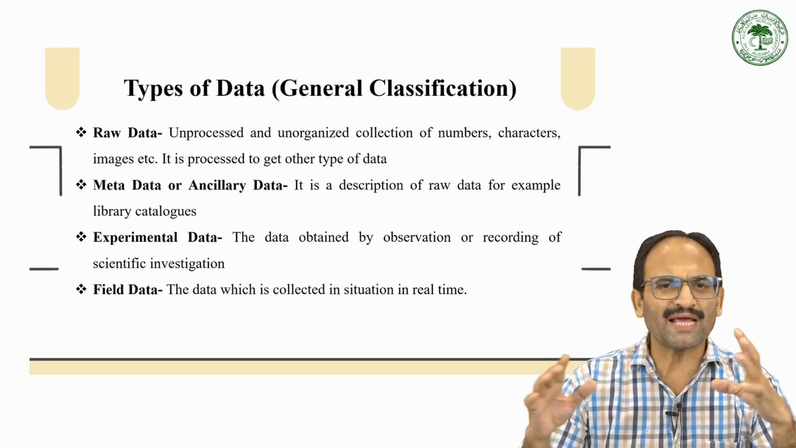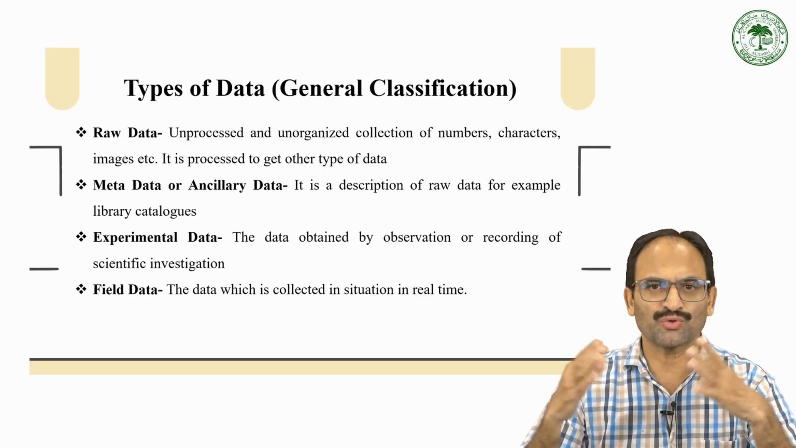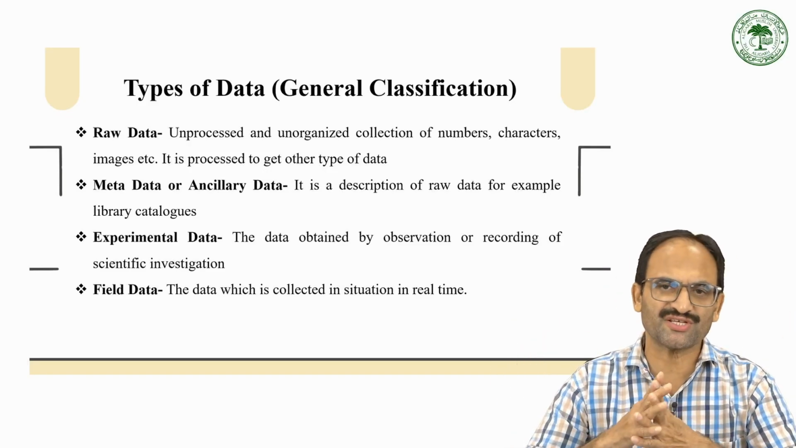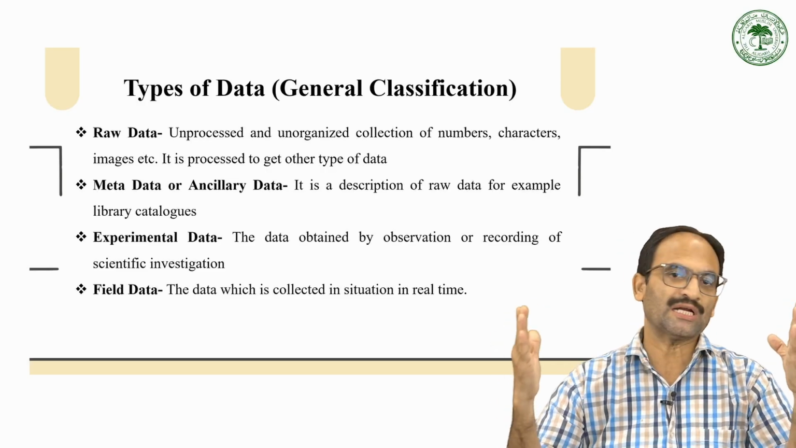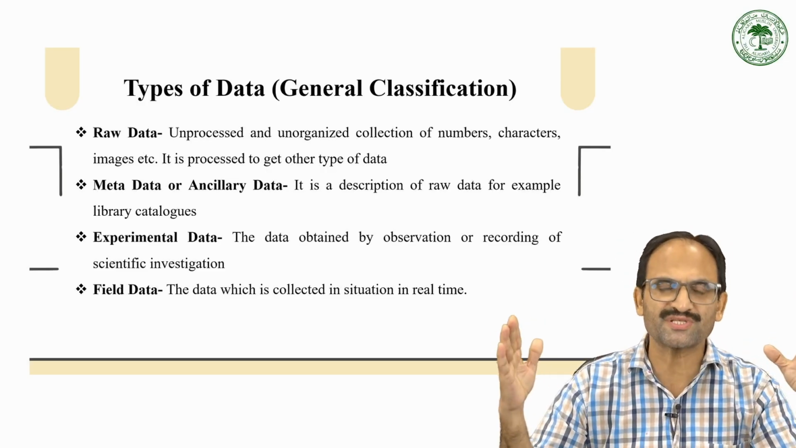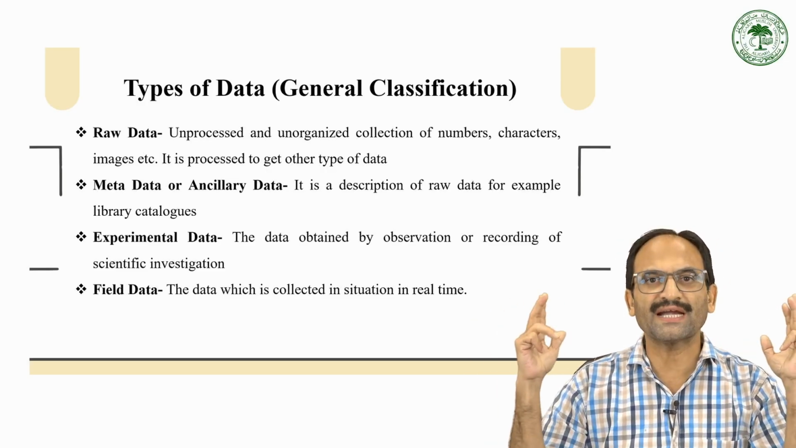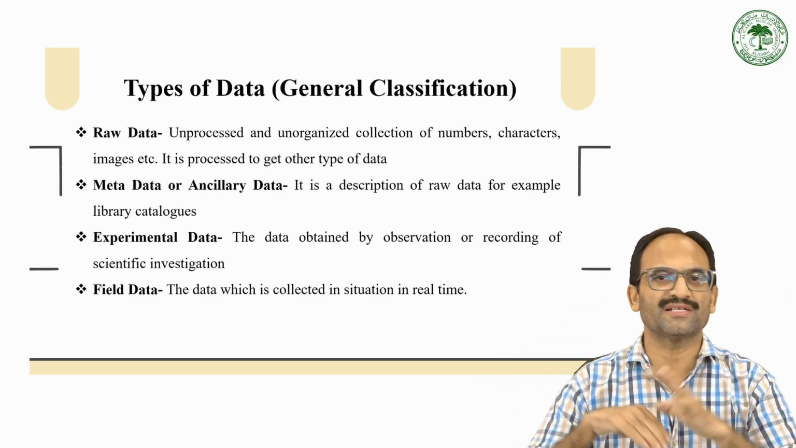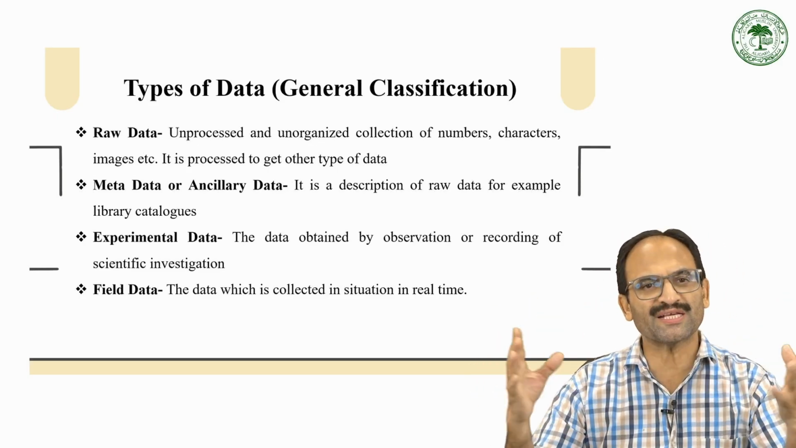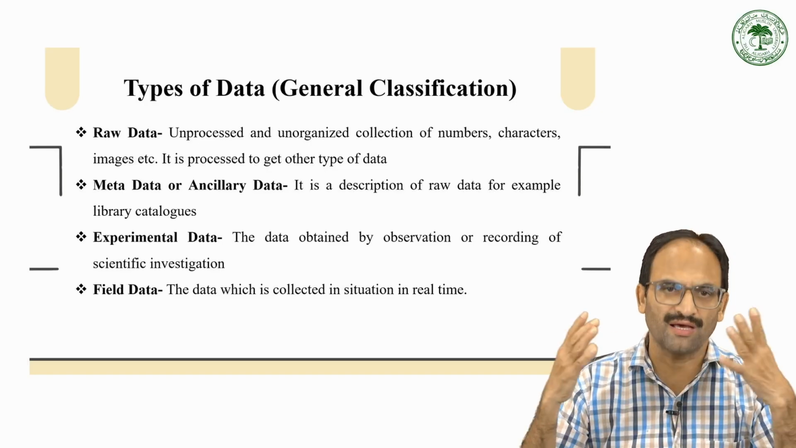So how many types of data are there? Based on general classification, we will come to the conclusion that data are of four types: raw data, metadata or ancillary data, experimental data, and the fourth one is field data. So let me explain all these one by one.